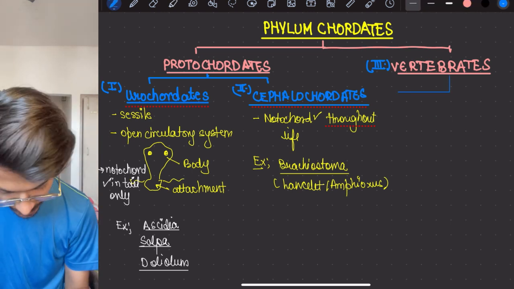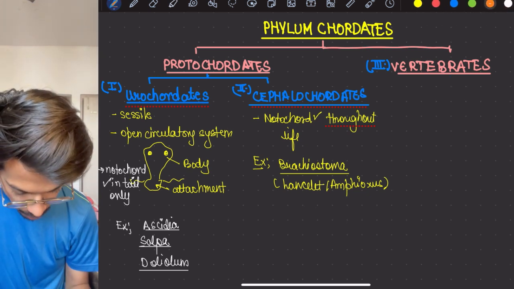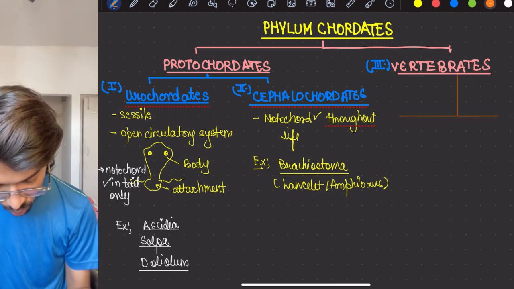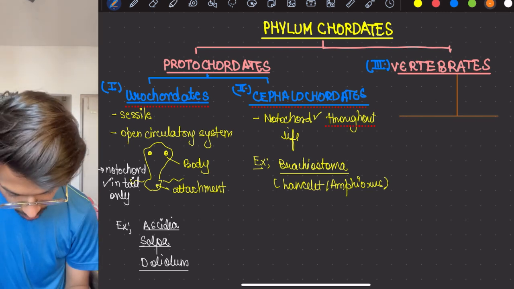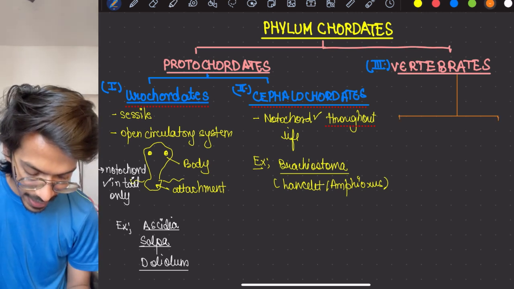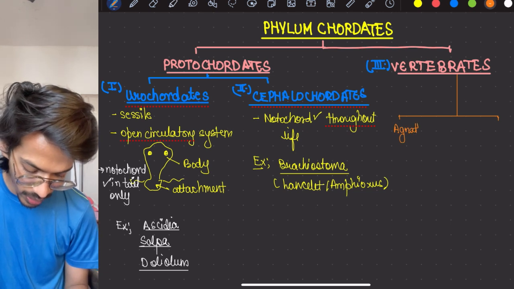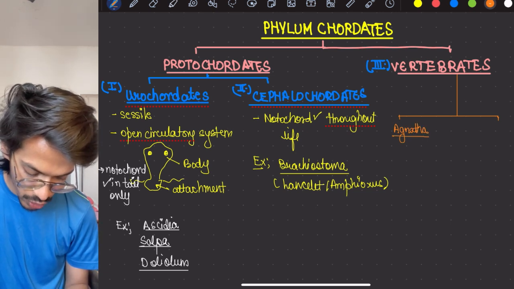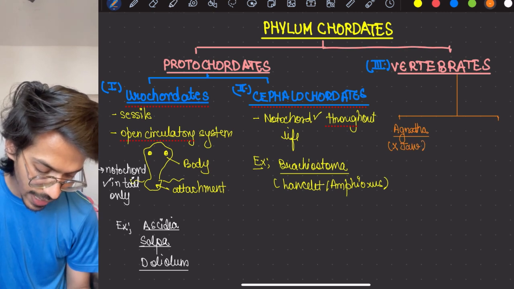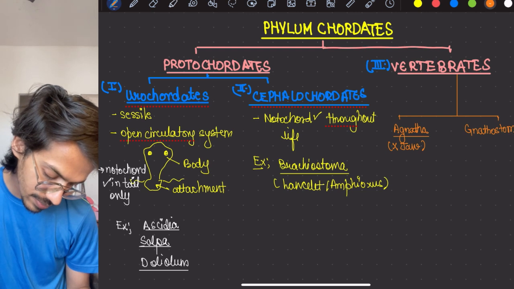Note that I am putting this at a little lower level than the earlier thing, subphylum. So there are two options. Either they do not have jaw, so they call it agnatha, where a means absent and gnatha means jaw. Whereas the other is the gnathostomes. Gnathostomes means they will have jaws present.